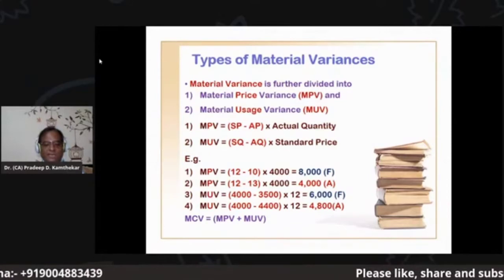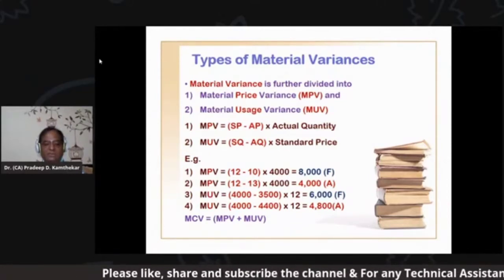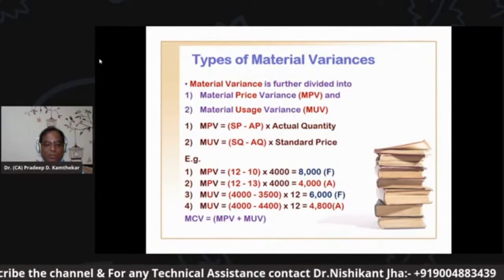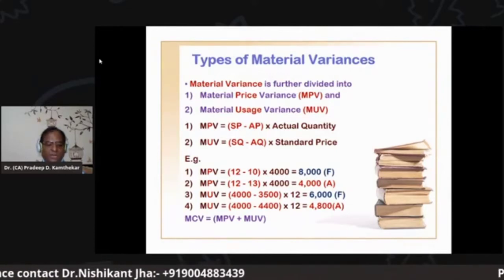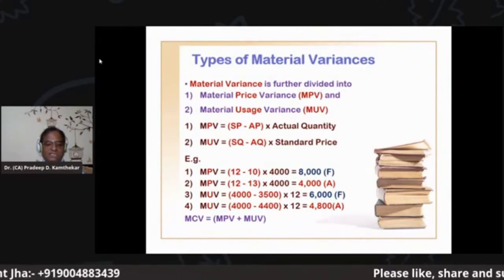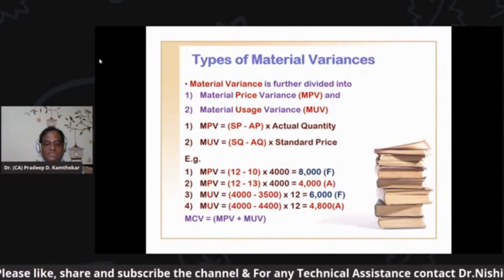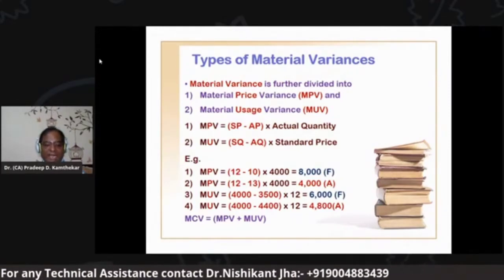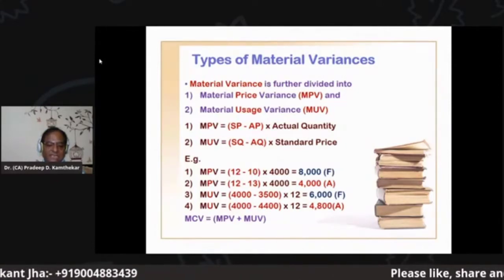In the second example, you see the standard price of the material was 12, and the actual price of the material was 13. So here the business has paid 1 rupee more per kilogram or per liter or per meter, on 4,000 kilograms. Like that, the business has paid 4,000 extra towards the price of the material. So this is a 4,000 adverse variance, because here the actual price is more than the standard price.